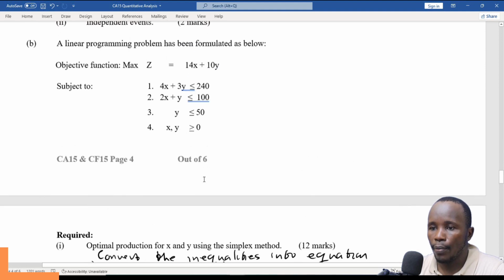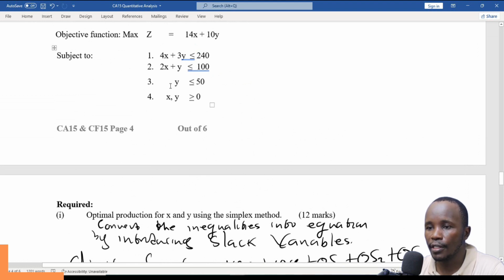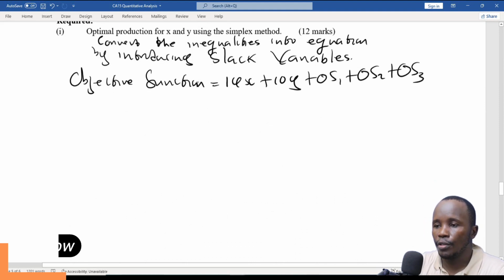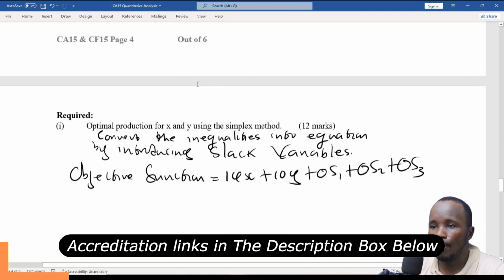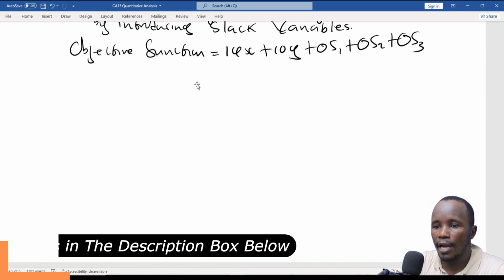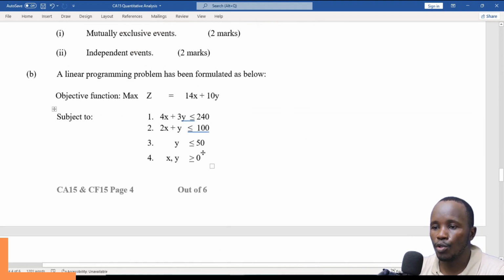Now, let slack 1 be for the first equation, slack 2 for the second equation, and slack 3 for the third equation. Therefore, the first equation becomes 4x plus 3y plus s1 is equal to 240.